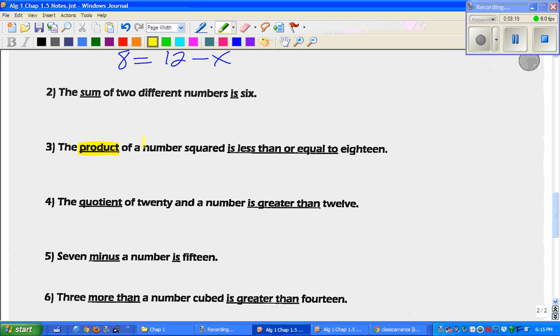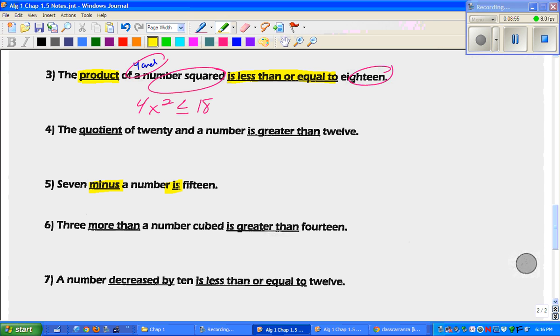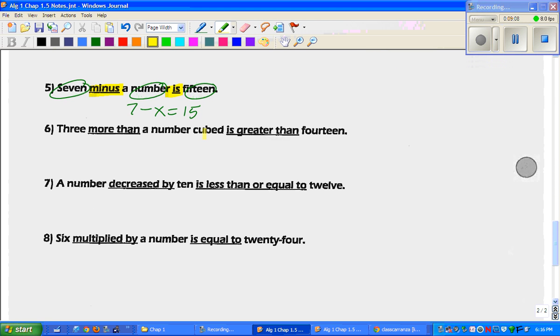Okay, number 3 says the product of 4 and a number squared is less than or equal to 18. So here we have 4, a number squared, and 18. The product means we're multiplying 4 and a number squared, is less than or equal to 18. Okay? 5: 7 minus a number is 15. And 7: a number decreased by 10 is less than or equal to 12. So I see number, 10, and 12. So a number decreased by 10 is less than or equal to 12.